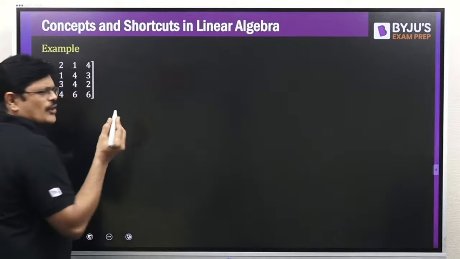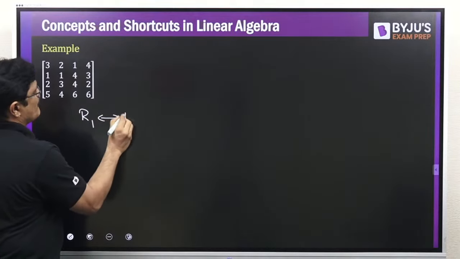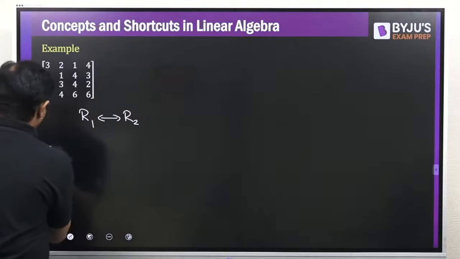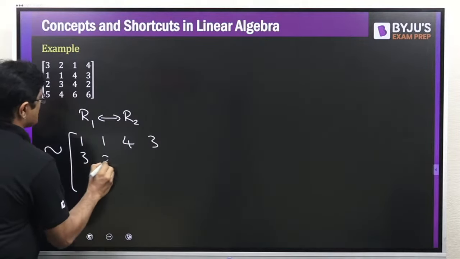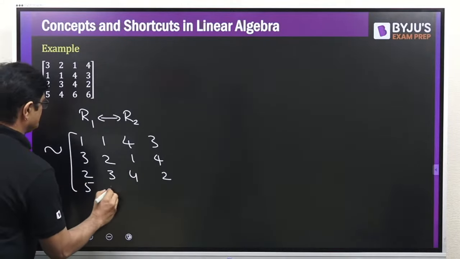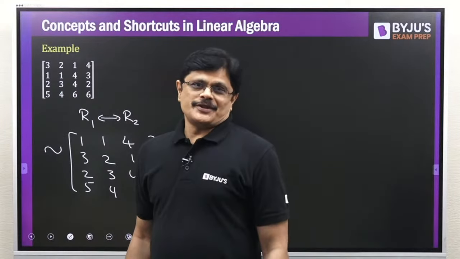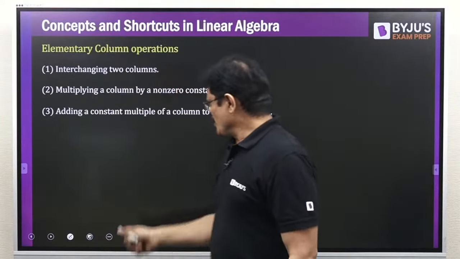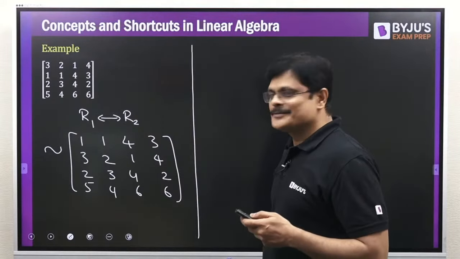So let me do some row operations. What I am doing is swapping row 1 with row 2. So just swap and write. The second row becomes your first row, and the first row becomes the second row. The third and fourth rows are unaffected. Interchanging two rows. Am I clear? Wonderful. I want to do one more row operation on this.